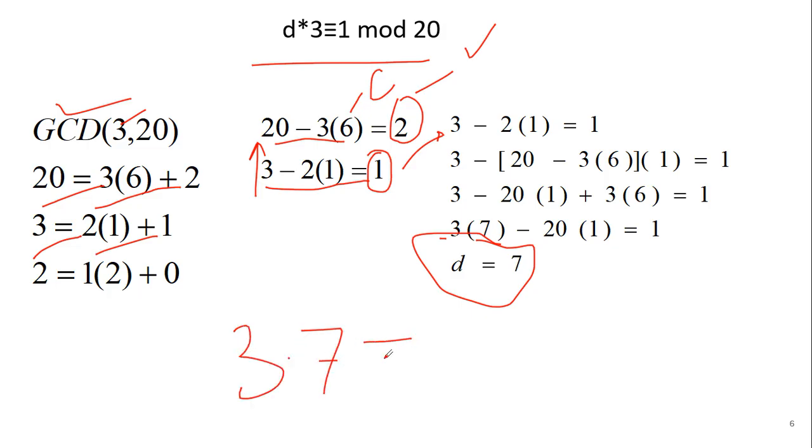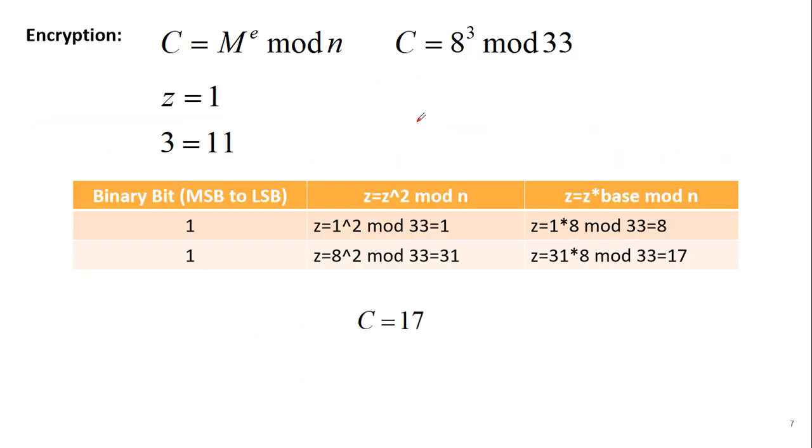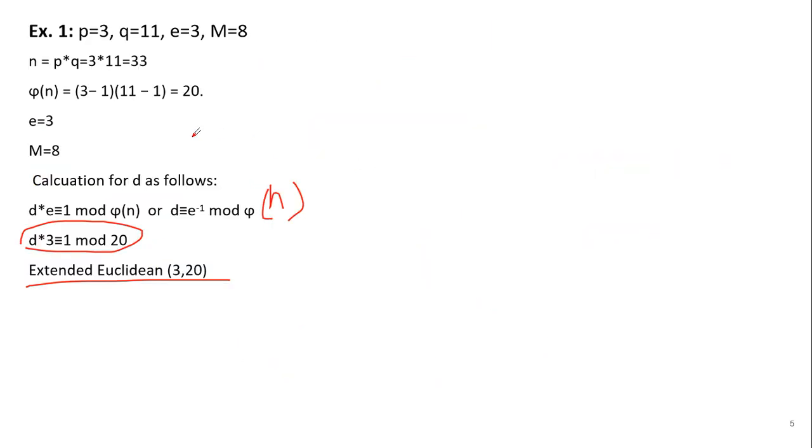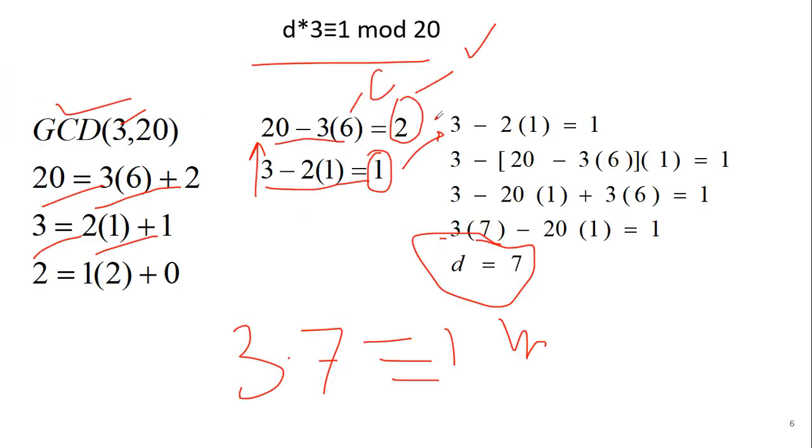7 times 3 is 21, which is congruent to 1 mod 20. So 21 minus 1 is divisible by 20, so they satisfy the condition. Now we will see the encryption and decryption. When the receiver calculates N and E, it will send these two parameters to the sender. Now the sender will encrypt the message.